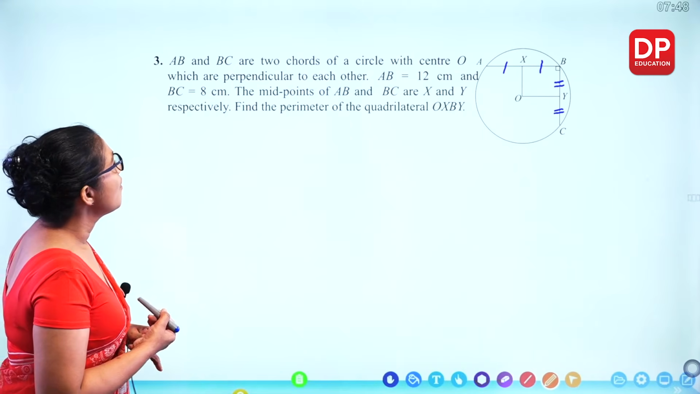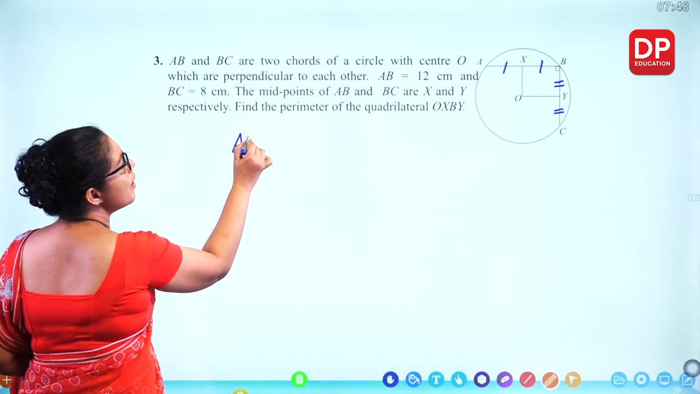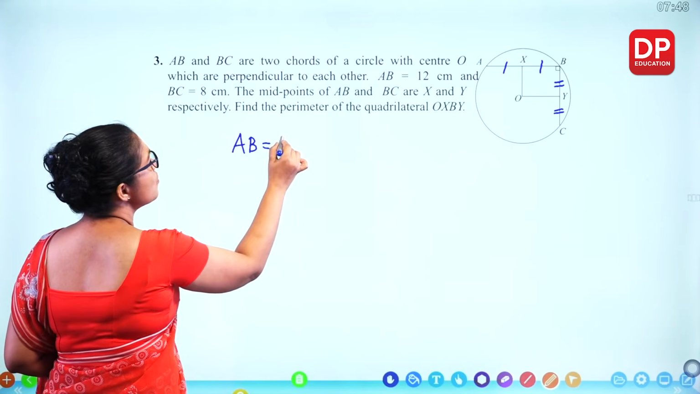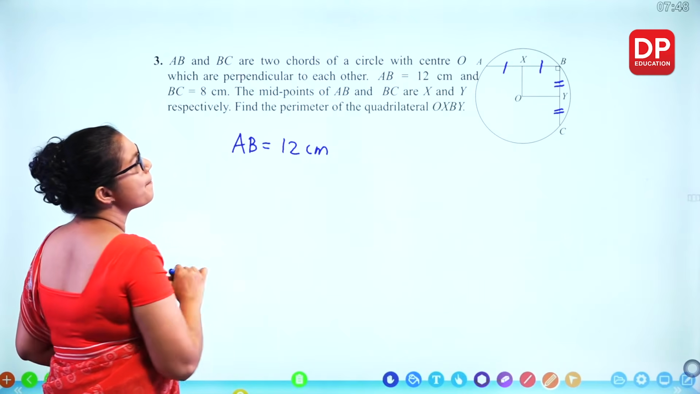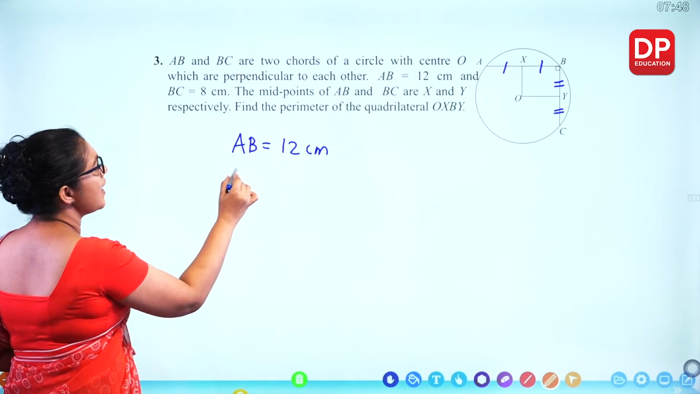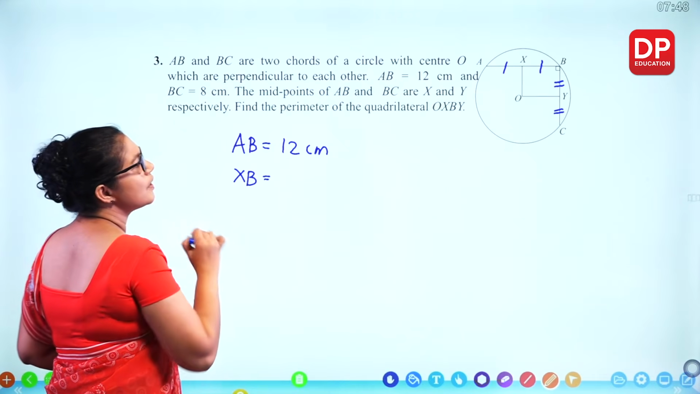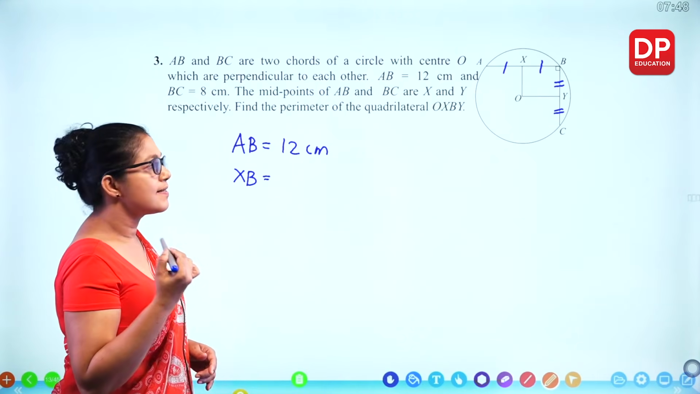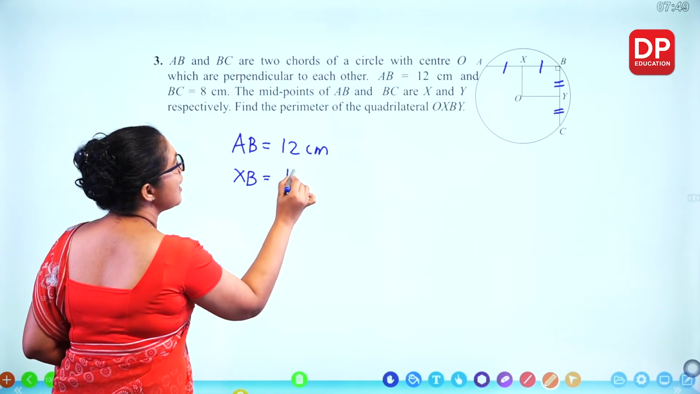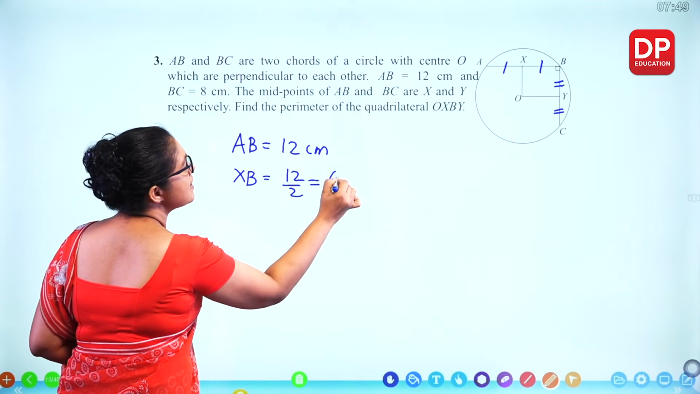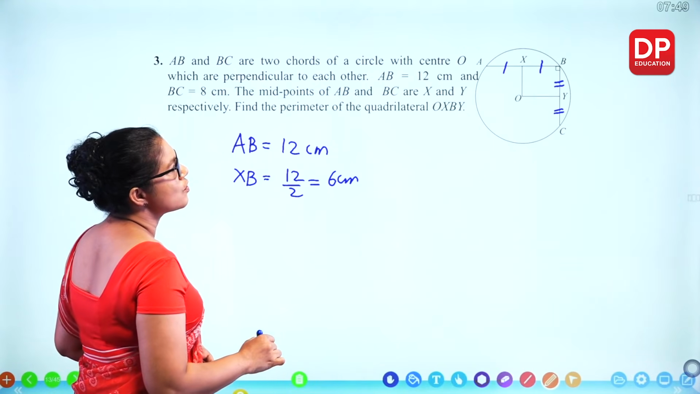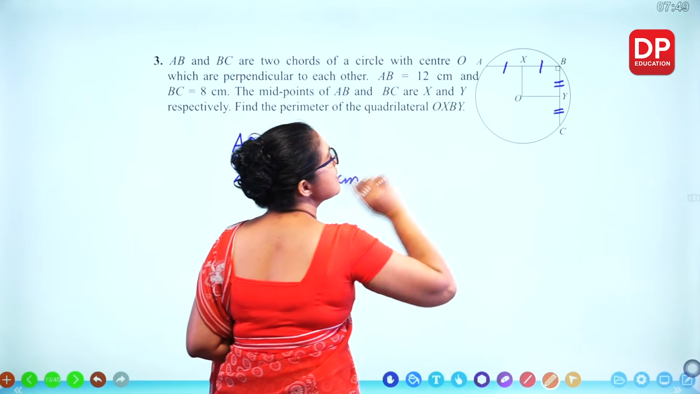So we know AB is 12 centimeters. So what's the length of XB? Half of it, because X is the midpoint. So here you can divide by 2 and get 6 centimeters. So this is 6 centimeters.